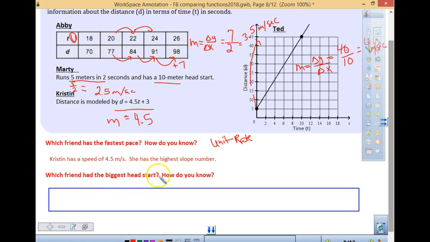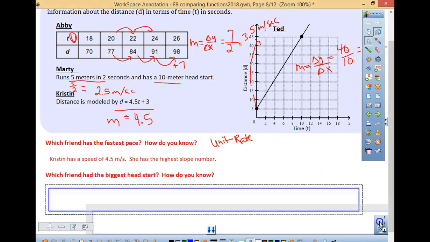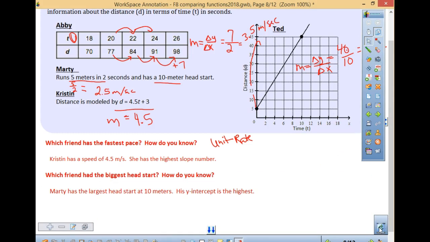So if we are looking at this, which ones have the biggest head start? We are going to take a look at our friends, and in this case, we should have Marty with 10 meters. And then when you look at that, his y-intercept is going to be the highest as we take a look at that. So please make sure you write that down.